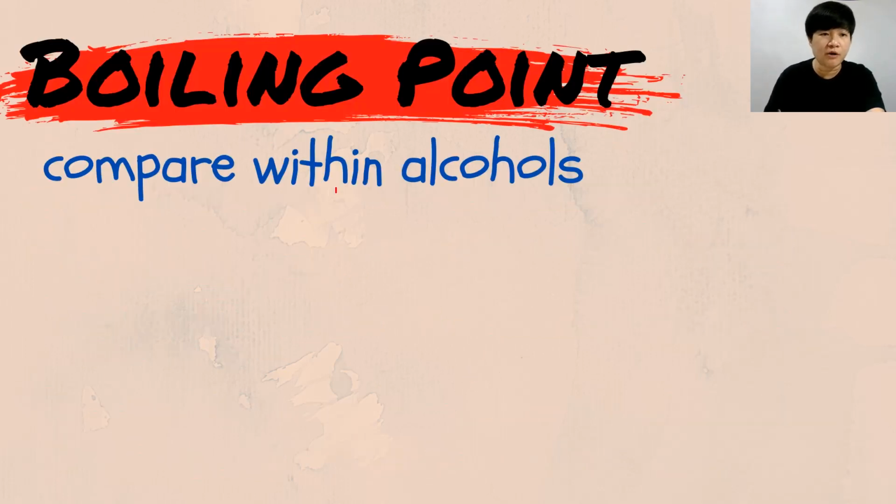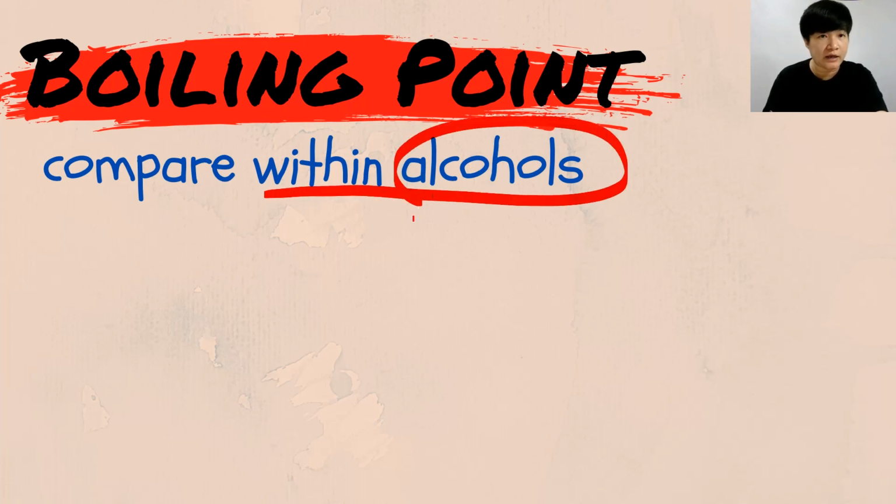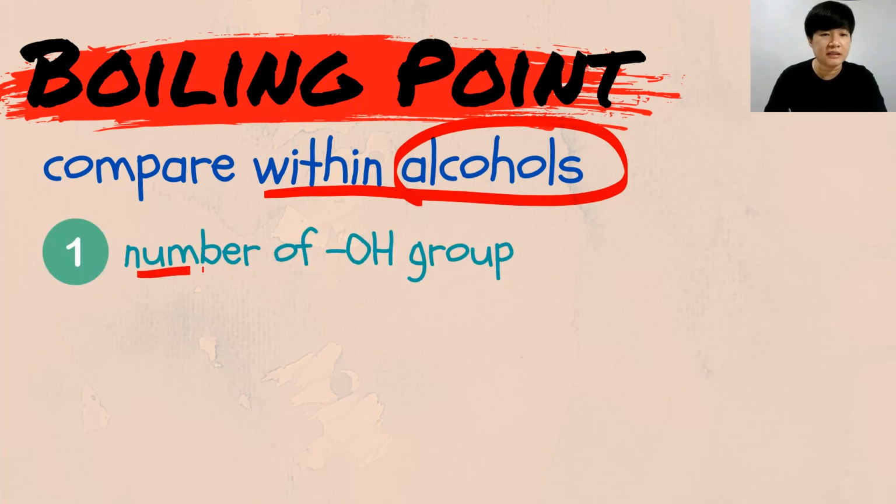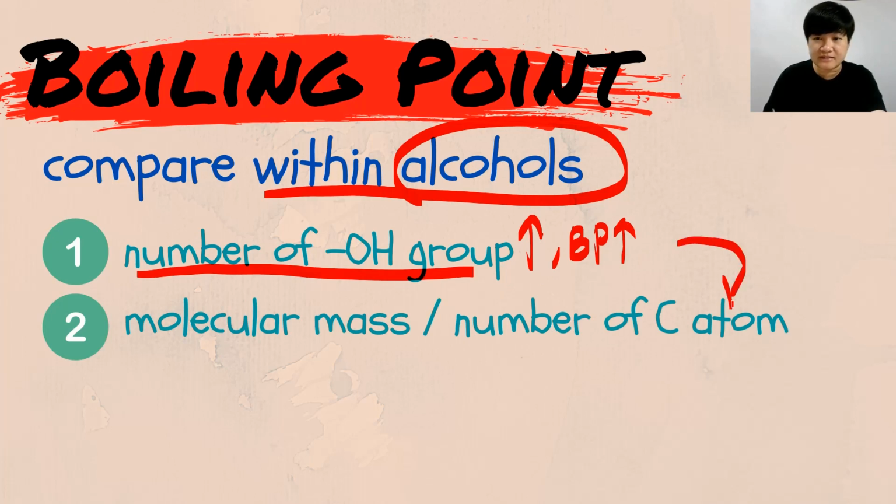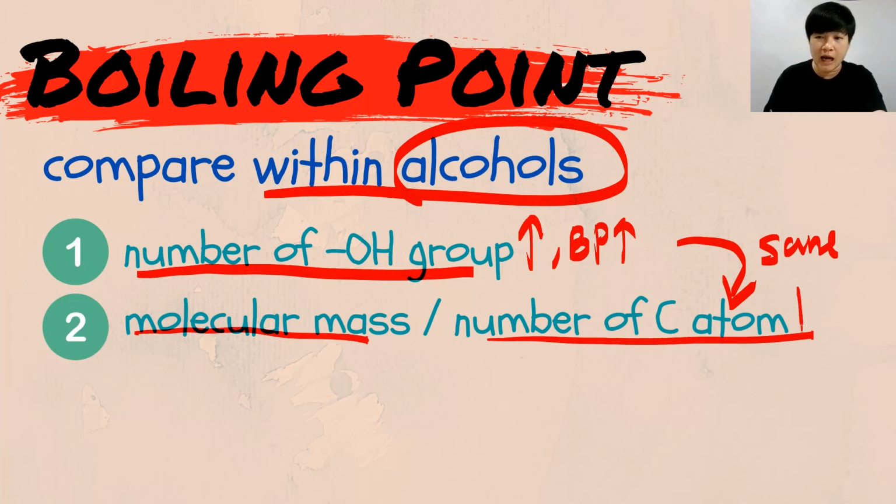Conclusion for the boiling point when we are comparing within alcohol. When you're comparing alcohol and alcohol, we have three factors. The first factor is we look at the number of OH groups. The higher the number of OH groups, the higher the boiling point. And then if the OH group is the same, then only we can talk about the second factor, which is your molecular mass or the number of carbon. The higher the number of carbon, the higher the molecular mass. Therefore, the higher the boiling point.